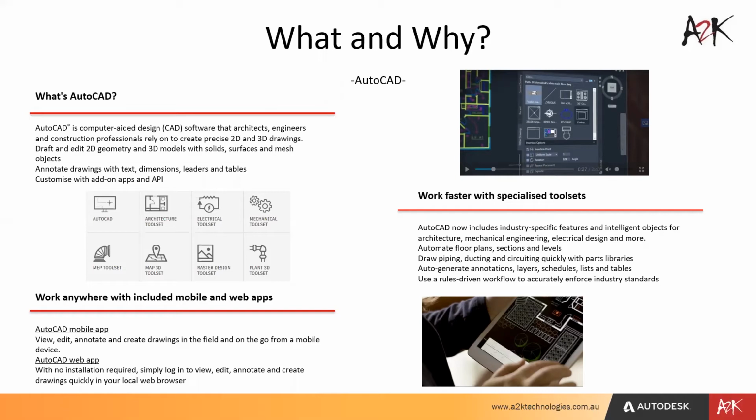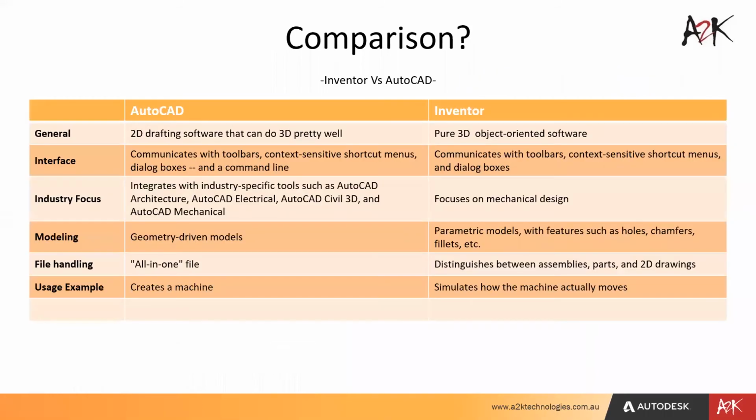So comparison, let's put this side by side. Okay, so yes, AutoCAD can do 2D and 3D, but Inventor is a purely 3D object-oriented software. Yes, it does do 2D drawings. They both communicate with toolbars, context-sensitive shortcut menus, the right-click flyouts, and the dialog boxes. But AutoCAD comes with that all too familiar command line, which is constantly feeding us with information again and again with our shortcuts and our application menus and our command lines and that sort of thing.